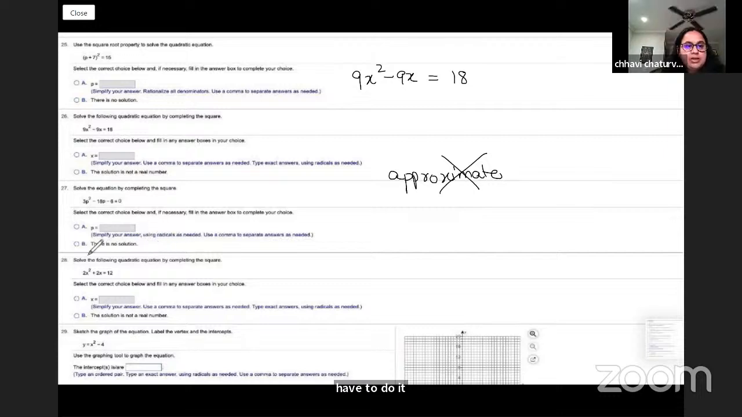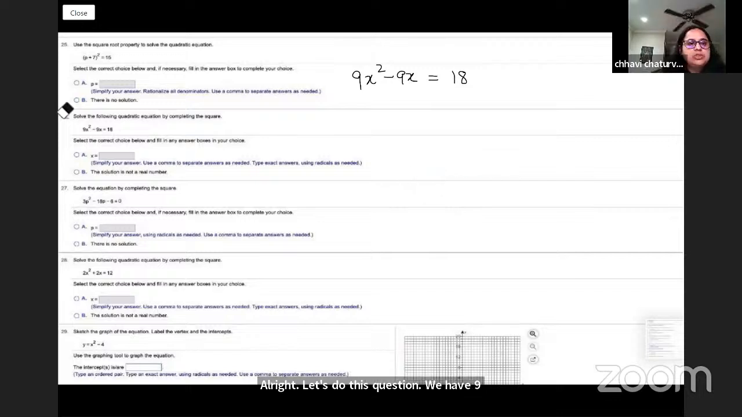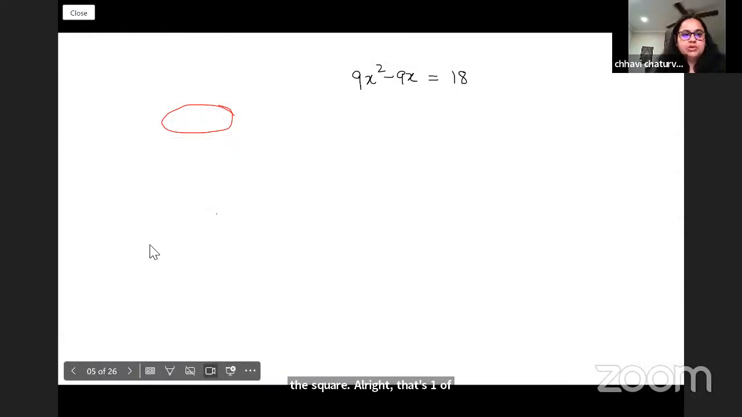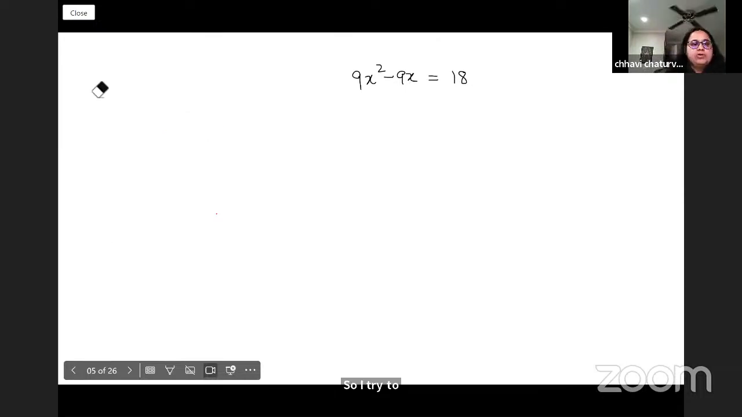All right, let's do this question. We have 9x squared minus 9x equals to 18. Please make sure you read the question carefully. Is the question asking you to use the complete the square method, or is it asking you to do it by quadratic method? So I can see we have completing the square. All right, that's one of everyone's favorite methods. So I'll try to use a blank slide here because we definitely need some more space.